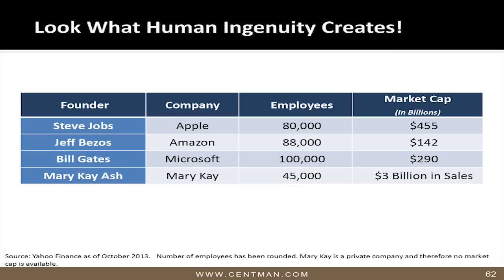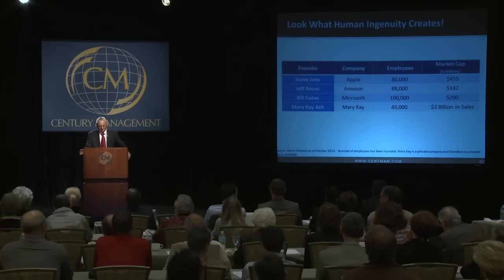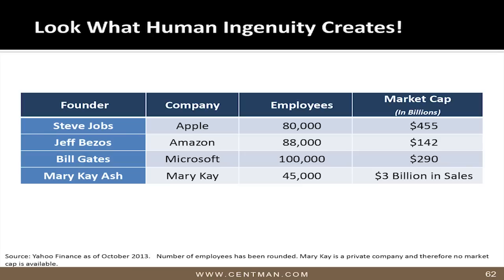And then you take Jeff Bezos. He employs 88,000 people, probably has hundreds of thousands of people connected with it, created $142 billion of market cap of wealth out of, again, nothing. There's a Latin expression called ex nihilo, out of nothing. It's the only Latin word I know, but it's one of my favorite. Bill Gates, 100,000 people, $290 billion in market cap, and Mary Kay Ash started Mary Kay Cosmetics on a kitchen table, part-time as a mother, 45,000 people, $3 billion in sales.